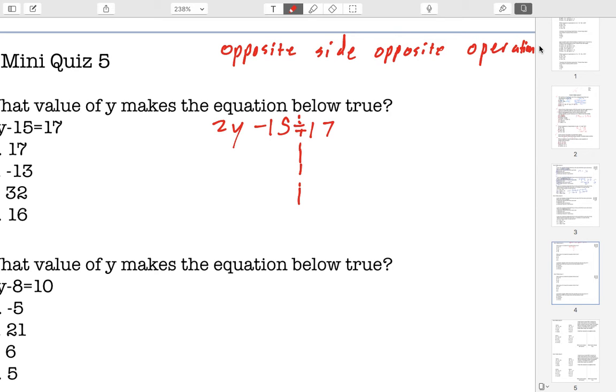Since you're done, go ahead and change it with someone, okay? Just so they can grade theirs, anyone's.